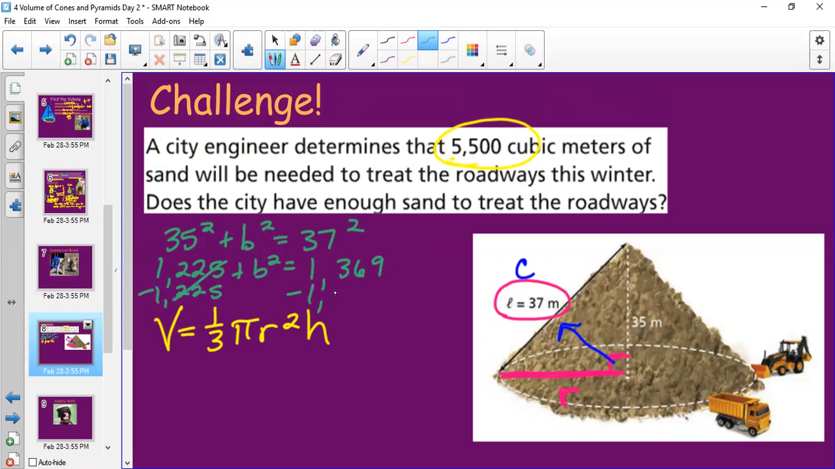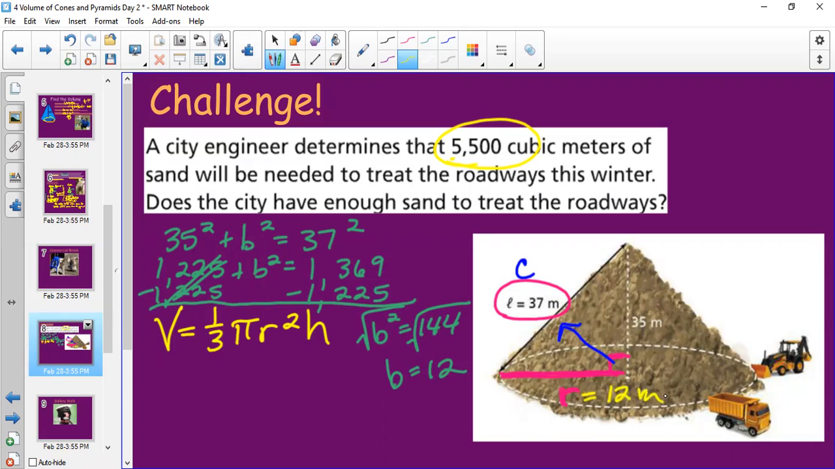So minus 1,225. All right, so when I subtract, I get b squared equal to 144. And if I'm just trying to get b, I do the last step, which is to square root that to get an answer of 12. Okay, so my radius here is actually 12. And I did that by using the Pythagorean theorem.